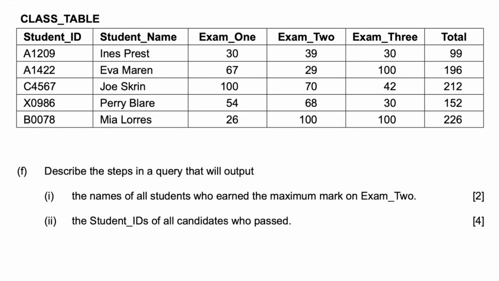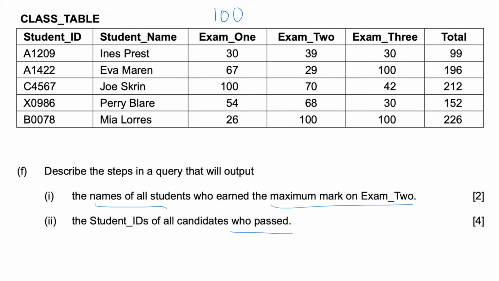So this is our first IB question that makes use of the material that we just went over. Right here it says, describe the steps in a query that will output the names of all students who earned the maximum mark on exam 2. I haven't actually included the full question, but just so you know, in this particular question, the maximum mark was 100. And right here, we have another question about candidates who passed.